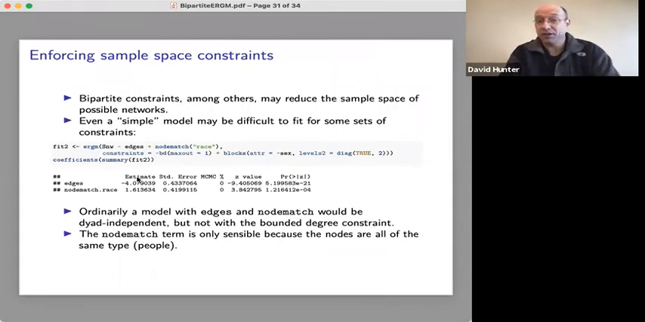So the bipartite nature of the network that I just showed you can be thought of as a sample space constraint. In other words, there are simply some potential relationships that are disallowed from the sample space of allowable networks. And in this case, we're going to disallow any relationship between a female and a female or between a male and a male. And so we place these constraints on the sample space of all allowable networks.